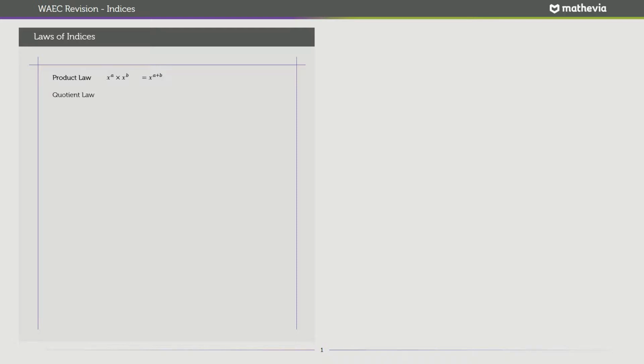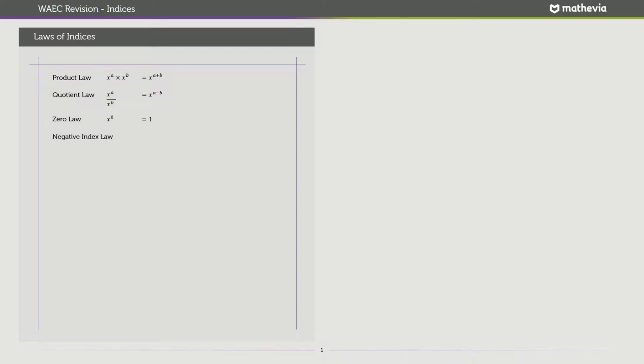Now the quotient law is quite the opposite. The quotient law is division. So if you have x to the power of a divided by x to the power of b, it would equal x to the power of a minus b. The next one, zero law. Zero law is very easy. Anything raised to the power of 0 equals 1.